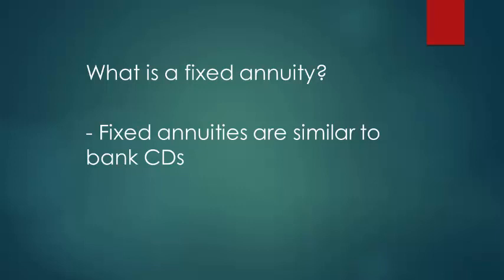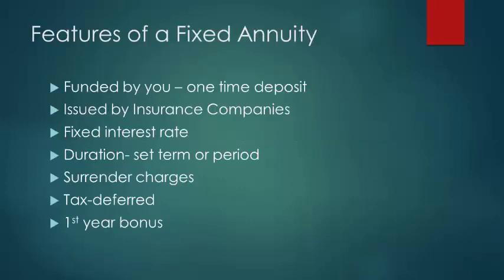What is a fixed annuity? Think of a fixed annuity like a bank CD with a few distinctions. Fixed annuities are also different than many of the other types of annuities in the sense that they do not typically have an income feature. So let's look at the important features of a fixed annuity. I want to keep the comparison to a bank CD so that you have a frame of reference.